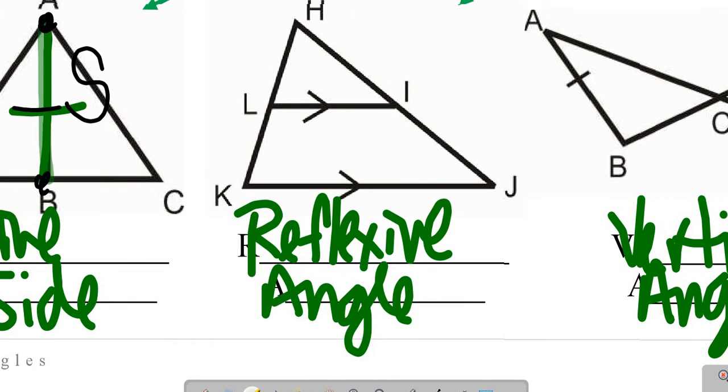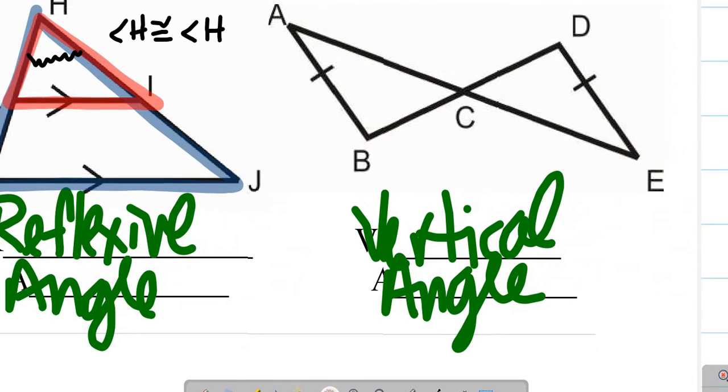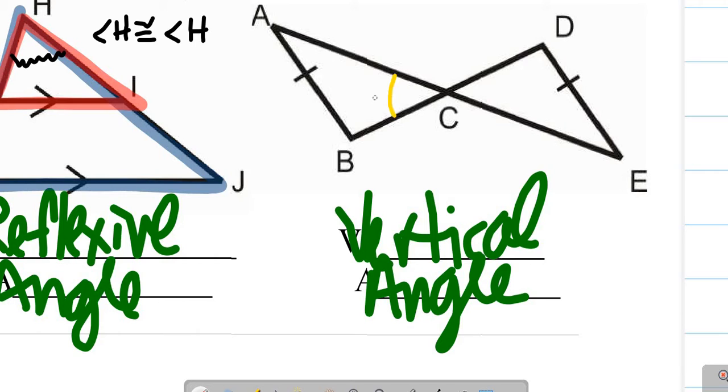In these overlapping triangles, look very carefully. Trace the larger triangle. Now trace the smaller triangle. Do you notice that the larger triangle and the smaller triangle both share angle H? We would call angle H a reflexive angle. It's congruent to itself because it's being shared by two triangles. And last but not least are the vertical angles, the angles made by two straight lines directly across from each other.